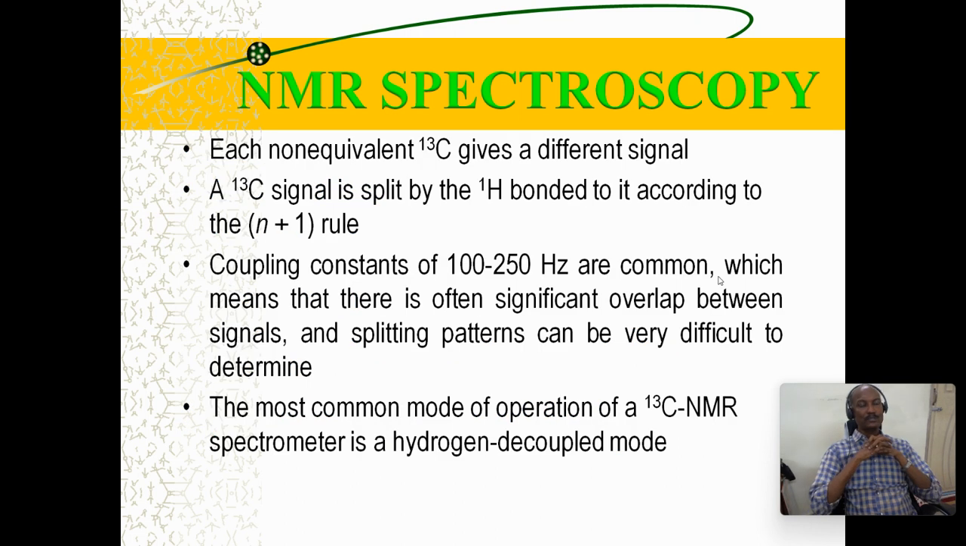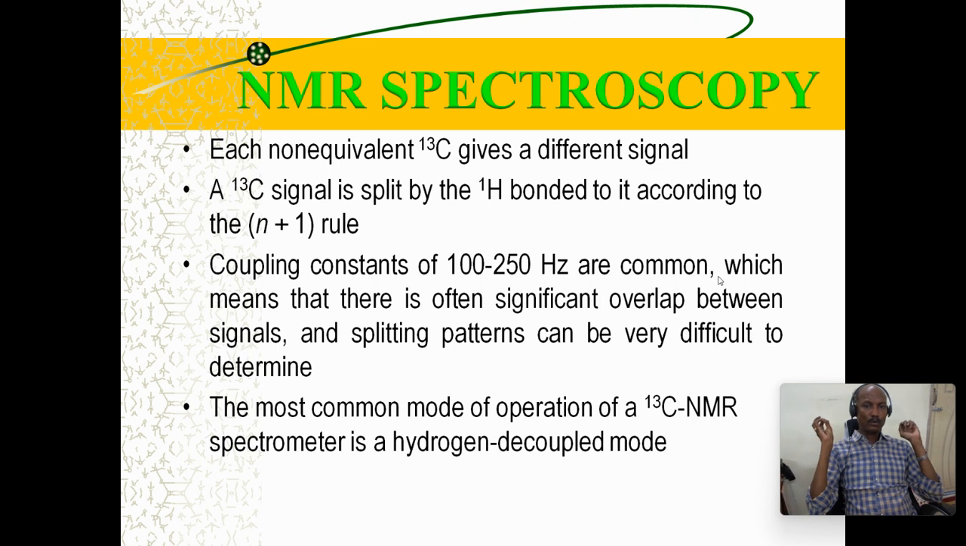Okay, and here also in the case of C13 NMR, every atom gives a different signal. One more important aspect in NMR is coupling constants. In the coupling constants, the range of 100 to 250 hertz is common, which means that there is significant overlapping between the signals. And here the splitting pattern is very, very difficult.